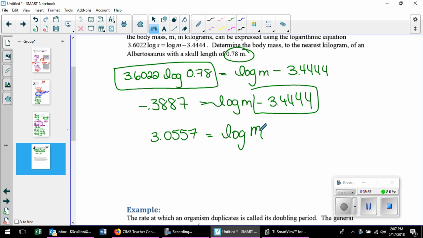Okay, I have a single log. How do I do it? Exponential form. When you have a single log, you can't log a log. So if you don't have a log on the other side, you know that you're going to go to exponential form. What's my base? And what's my exponent? 3.0557 equals the argument of m.